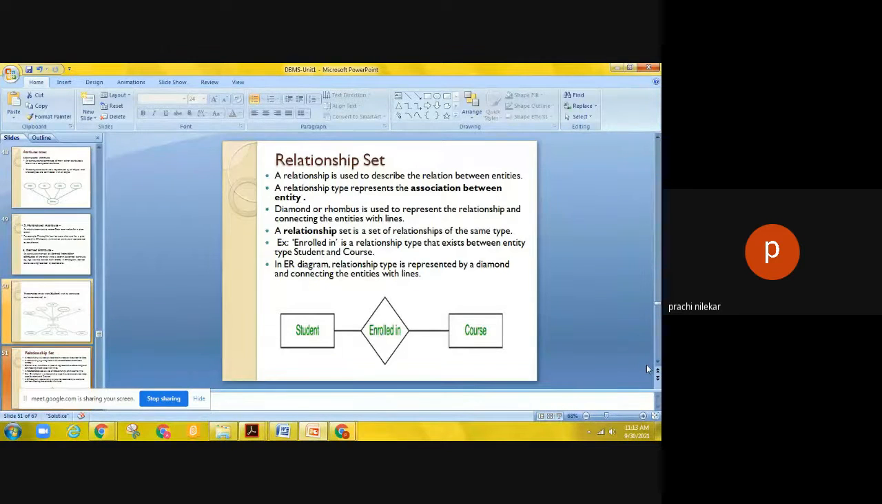A relationship is used to describe the relationship between the entities. A relationship type represents the association between the entities. You already know the entity. Entity is nothing but the object, things. To represent the relationship set, we use the diamond in the ER model.